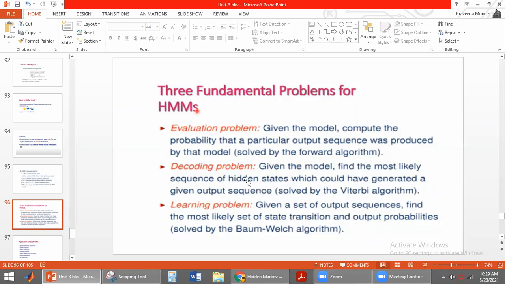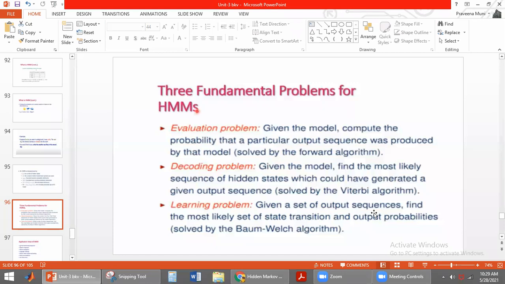What are the hidden states that will be giving this output sequence? This is called the decoding problem. It will be solved by using Viterbi algorithms, which will be discussed in the VLSI subjects. We usually have these Viterbi algorithms. Then the third problem here is the learning problem.